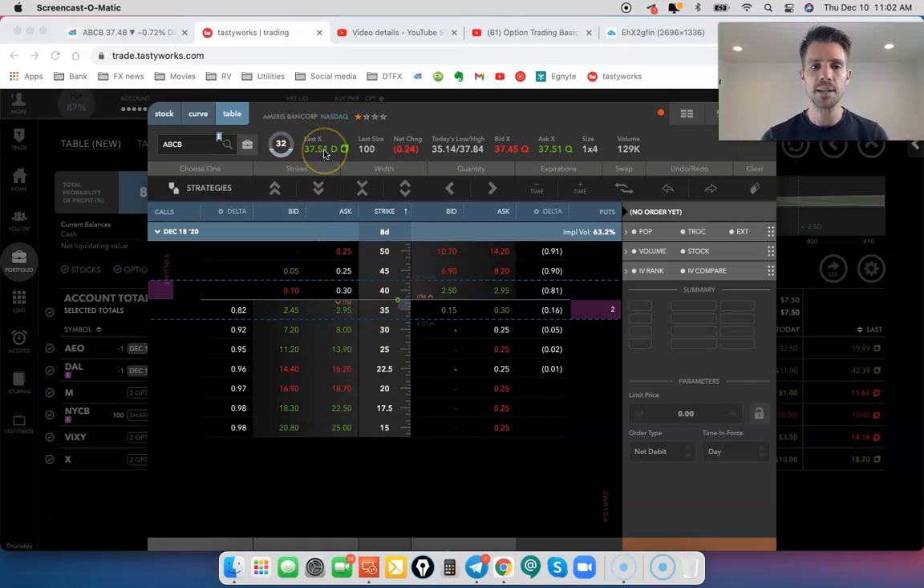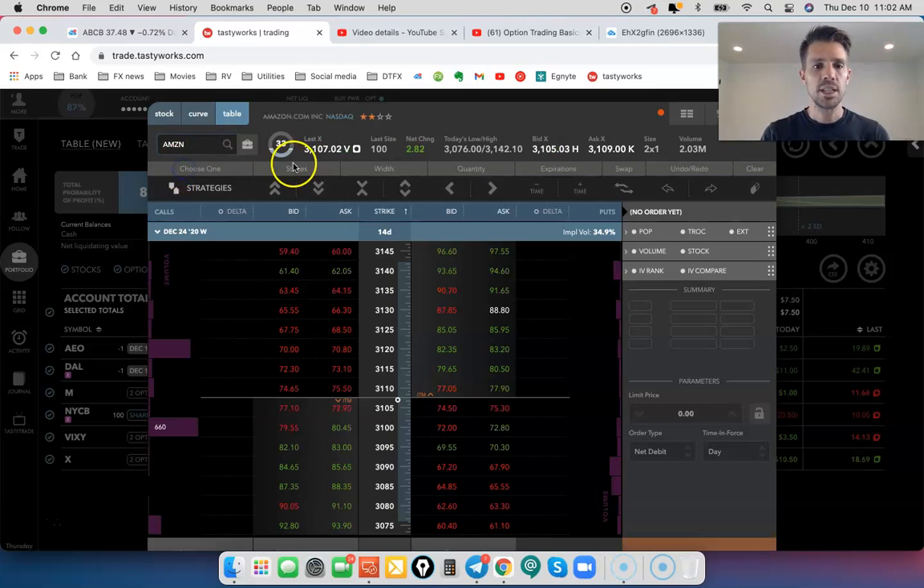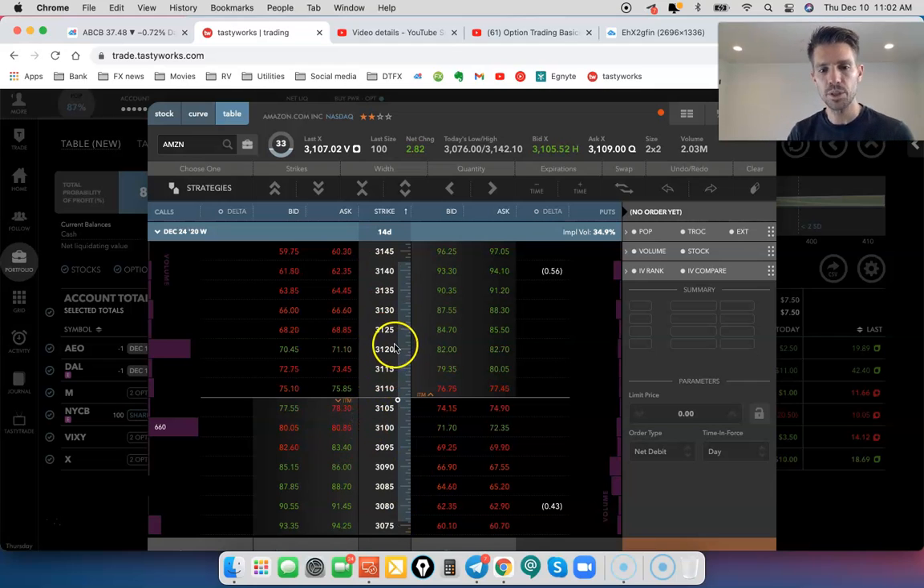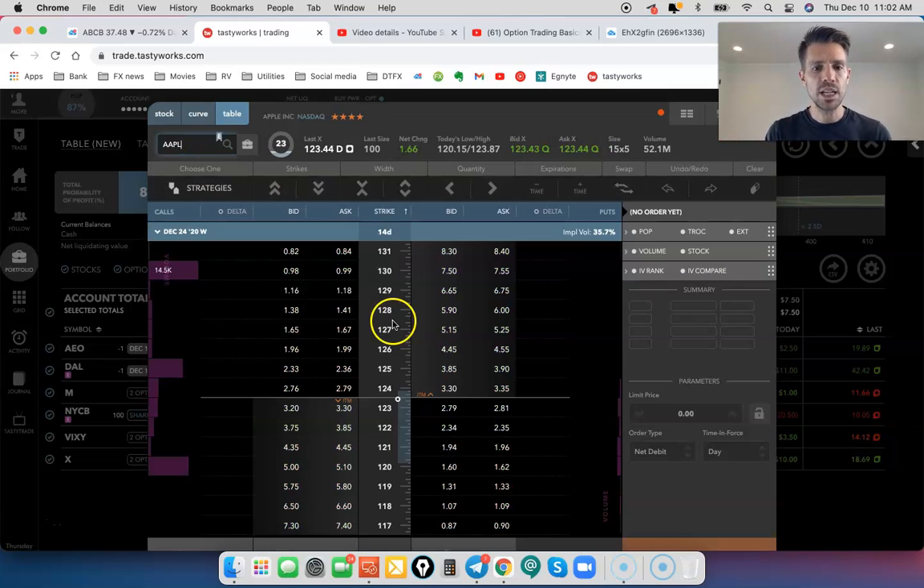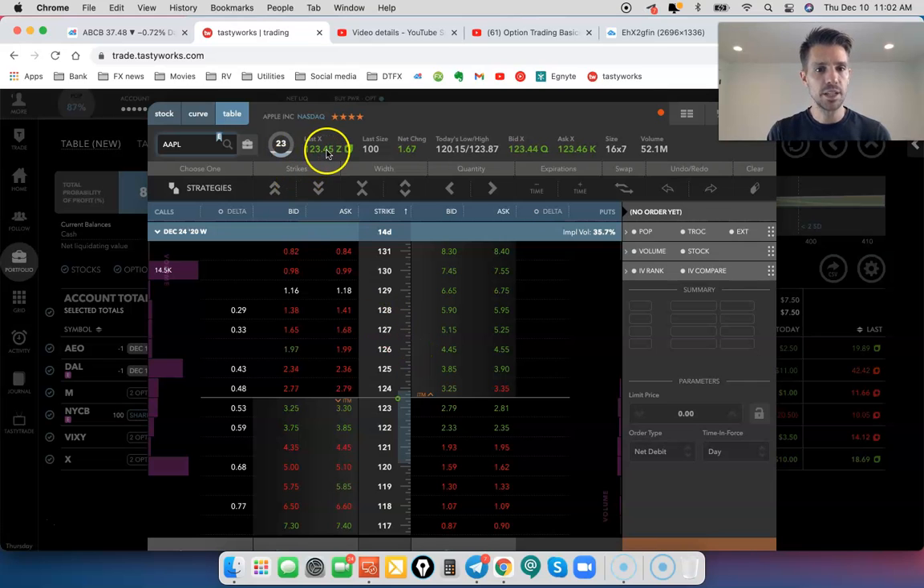Oftentimes, if we look at a stock like Amazon, we'll just say Amazon's trading at $3,100. That's an expensive stock. So naturally, we're going to have some strike prices that are a little bit further apart, right? $3115, $3120, $3125. So we have strike prices that are about $5 apart. But that's normal for an expensive stock. Apple's a little cheaper, but still, $123. And you can see strike prices are about $1 apart, $123, $124, and so on.